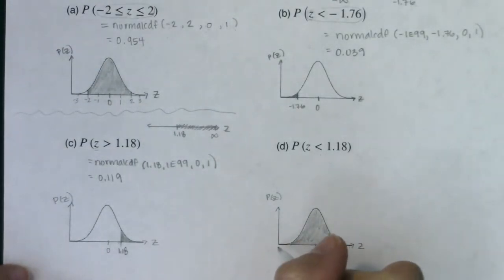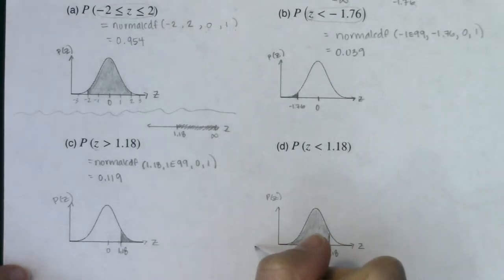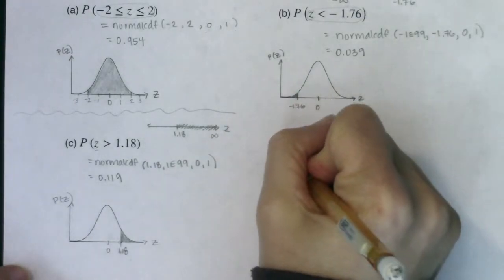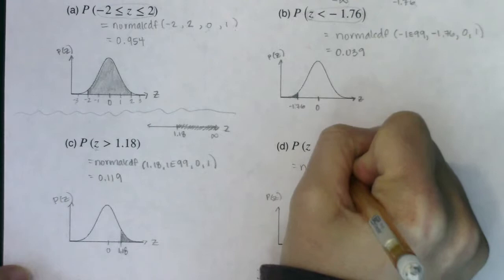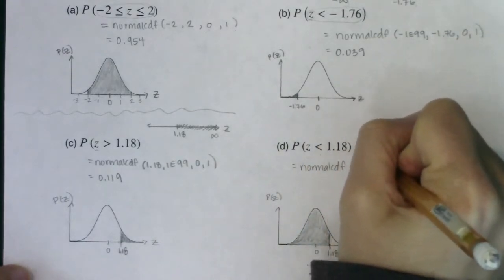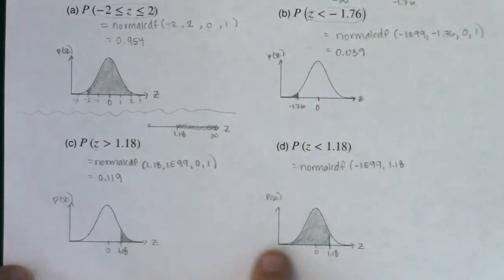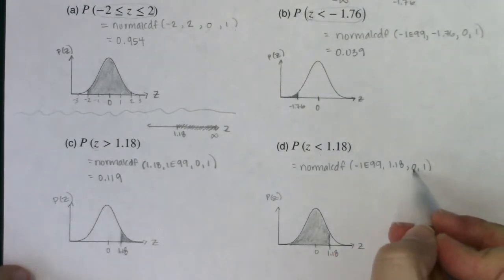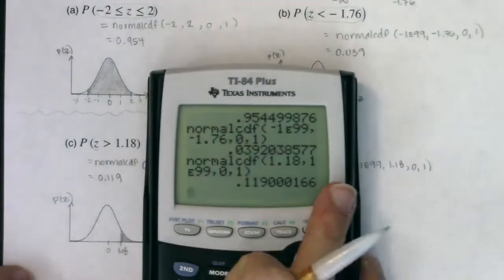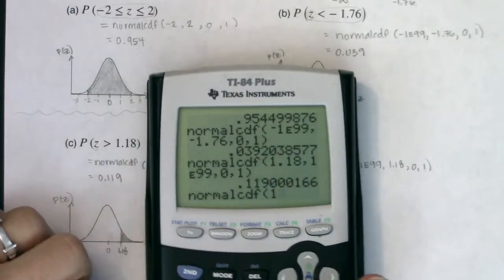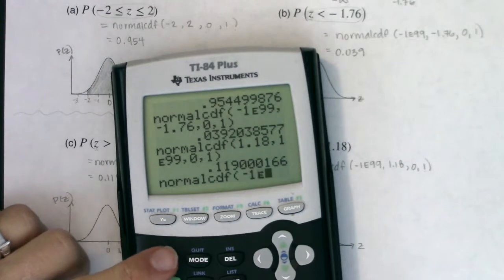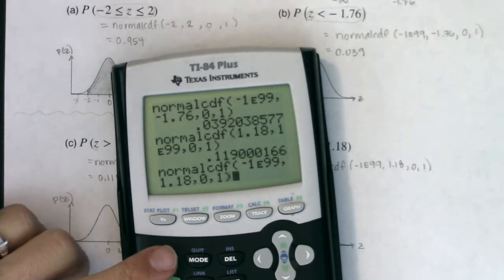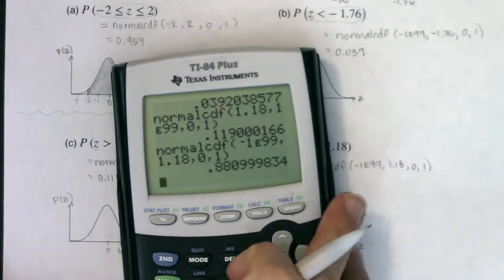In terms of low to high, I'm going all the way down to negative infinity, my lowest number. So when I run normal CDF, negative infinity is my lowest number, and 1.18 is my highest number on the z-axis. I shaded from negative infinity to 1.18. The last two are always 0 and 1 because the mean of the standard normal curve is always 0 and the standard deviation is always 1. Let's crunch this one. Normal CDF, which way were we going? Oh, negative 1E99, excuse me, 1.18, 0, and 1. When I crunch that, I'm getting about 0.881.